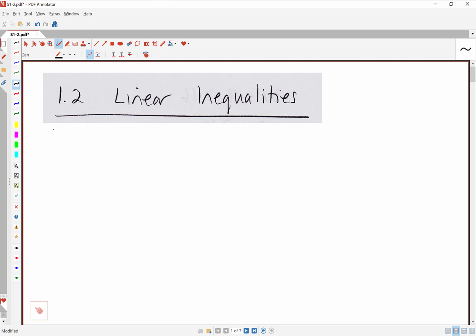In this video, we're going to talk about linear inequalities. So let's do a warm-up here by just refreshing our memory about inequalities. So we can say 3 is greater than or equal to 2, or you could say 2 is less than or equal to 3. So the inequality is opening towards the bigger number.